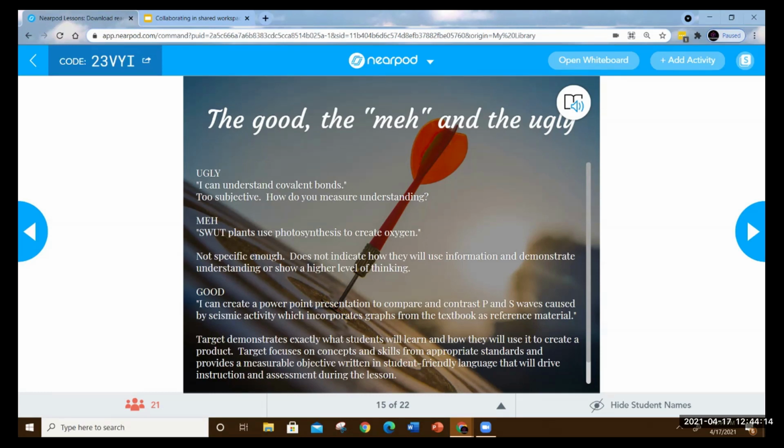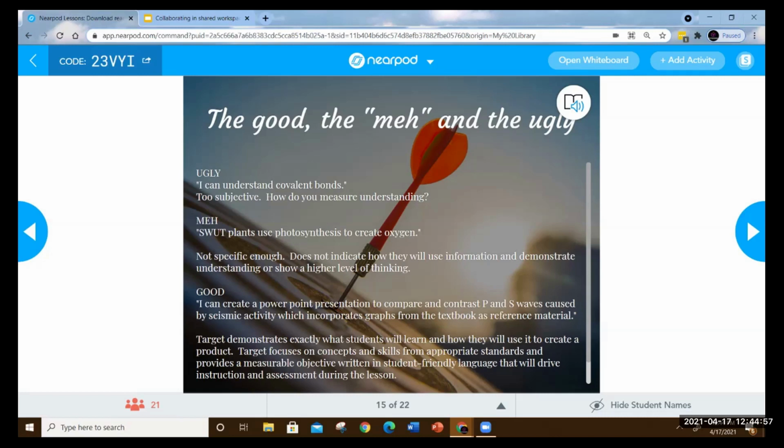Now, a good one would be something like, I can create a PowerPoint presentation. So there's their meaning-making activity. They're going to create a presentation to compare and contrast P and S waves caused by seismic activity, which incorporates graphs from the textbook. There's their acquisition. They're going to use their textbook, look at those graphs, and do the textbook reading. That's how they're going to acquire the knowledge.